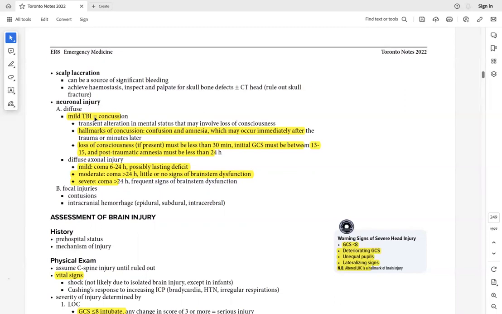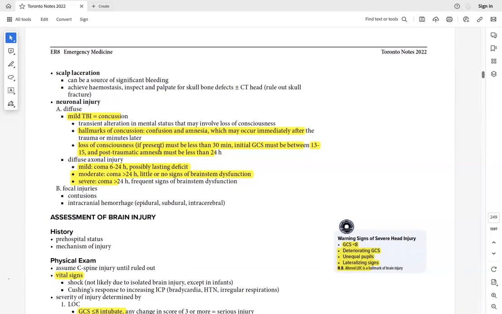And the patient wants to go home. What is the next step? The next step is that we will first assess him. We will admit the patient. We will not do any head CT scan. Remember, if the loss of consciousness is less than 30 minutes, GCS is 13 to 15 initially, and amnesia is less than 24 hours, we are not doing a CT scan in any of these.